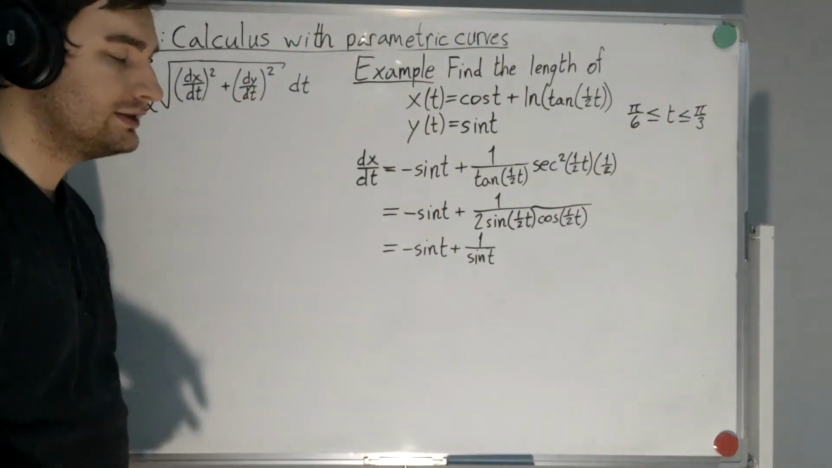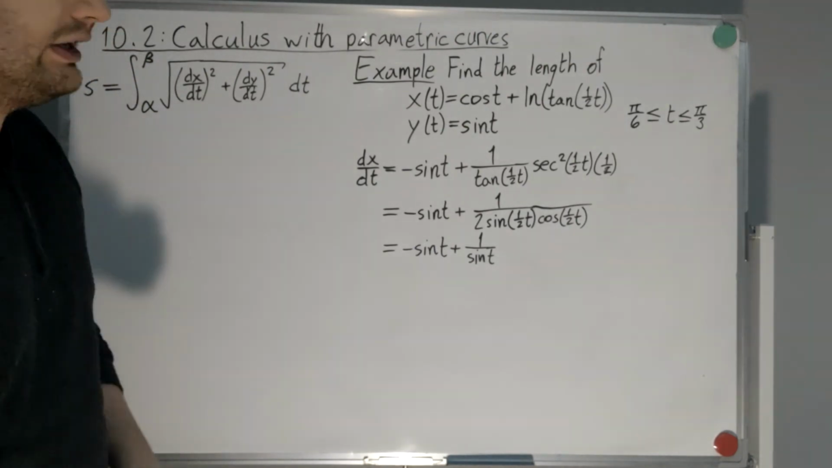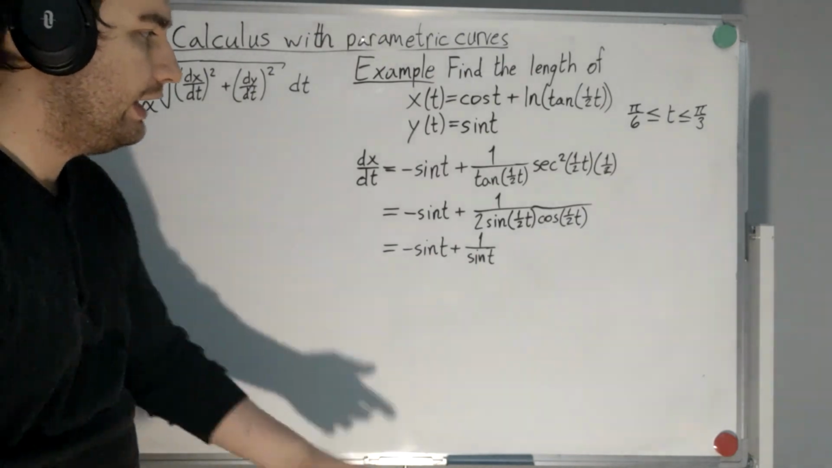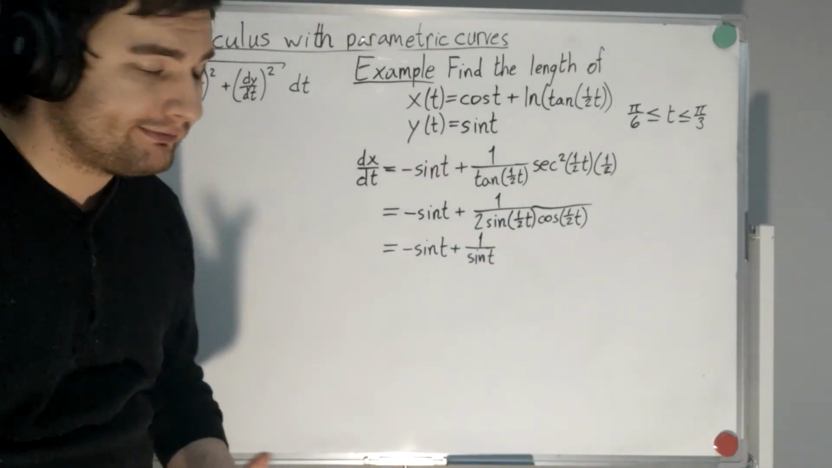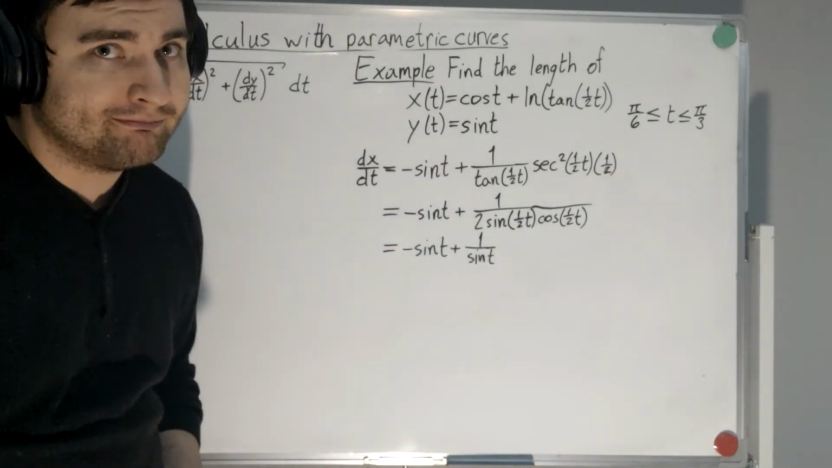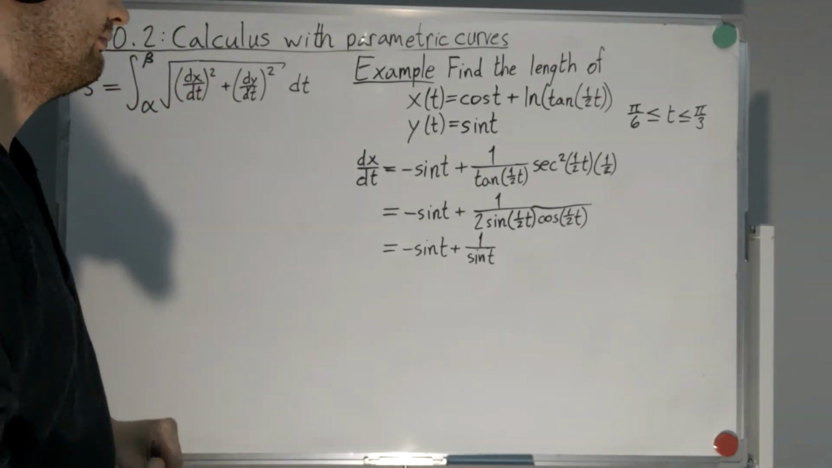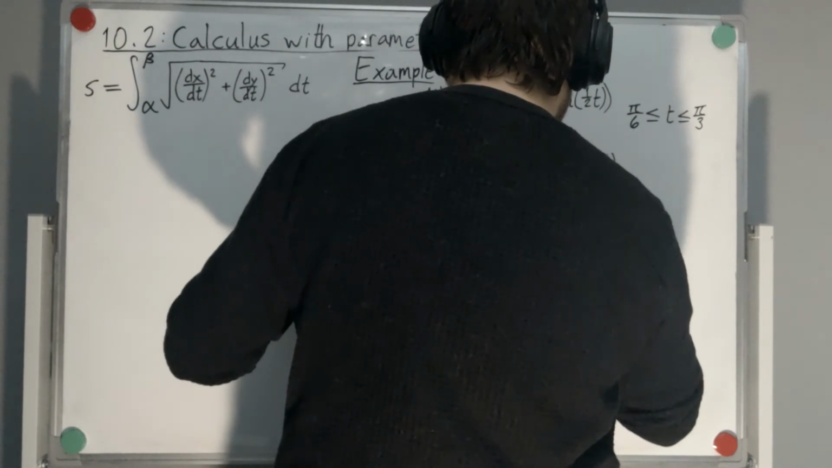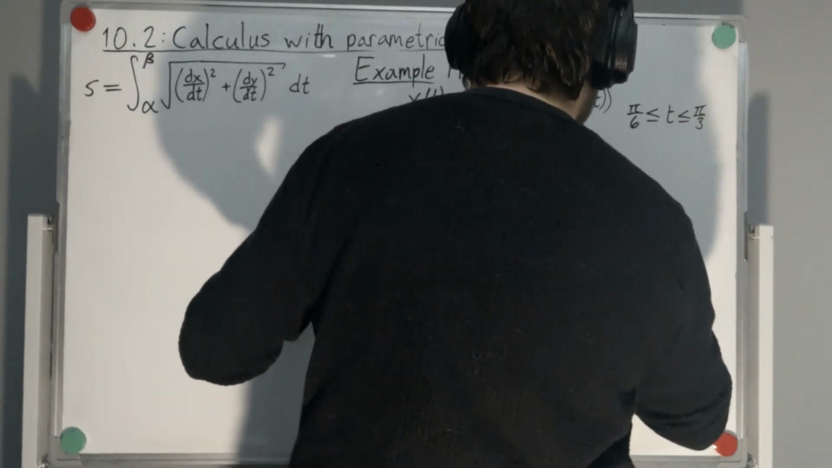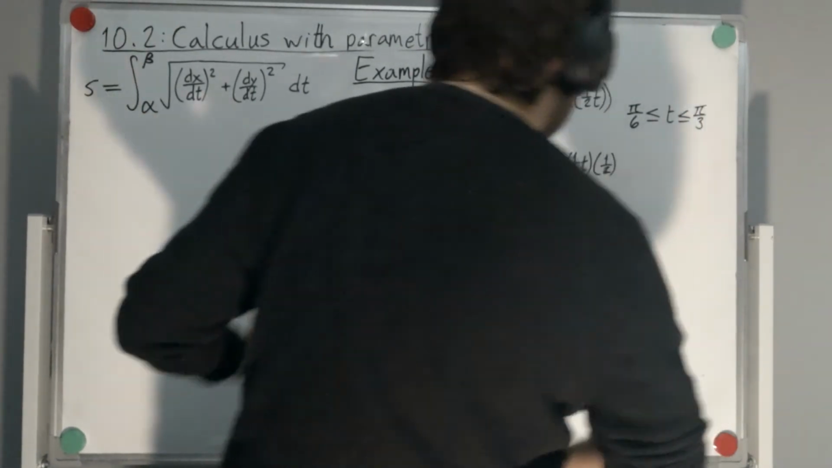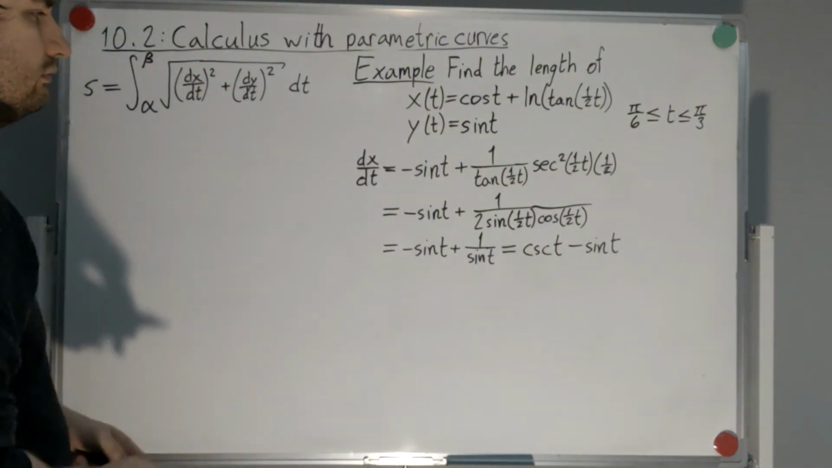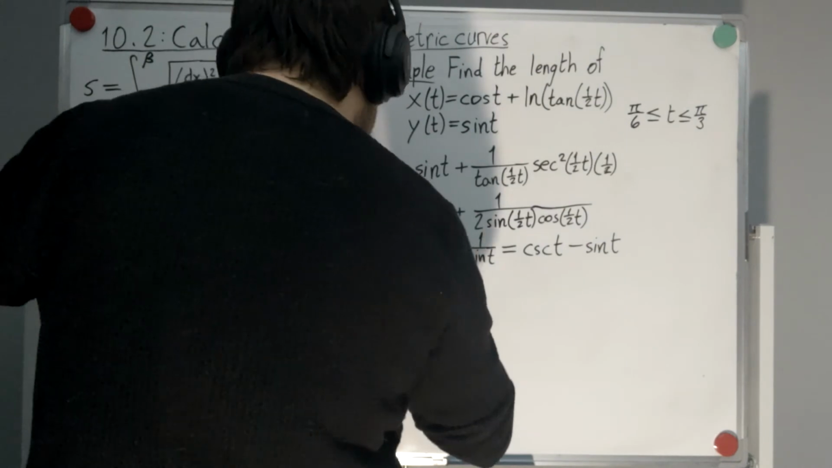Let me explain what that is. The sine of 2 theta is 2 sine theta cosine theta, right? Make theta equal to 1/2 t, and then that's what's happening here. And by the way, this is the same as cosecant t minus sine t. So that's dx dt. All right, next up is dy dt.